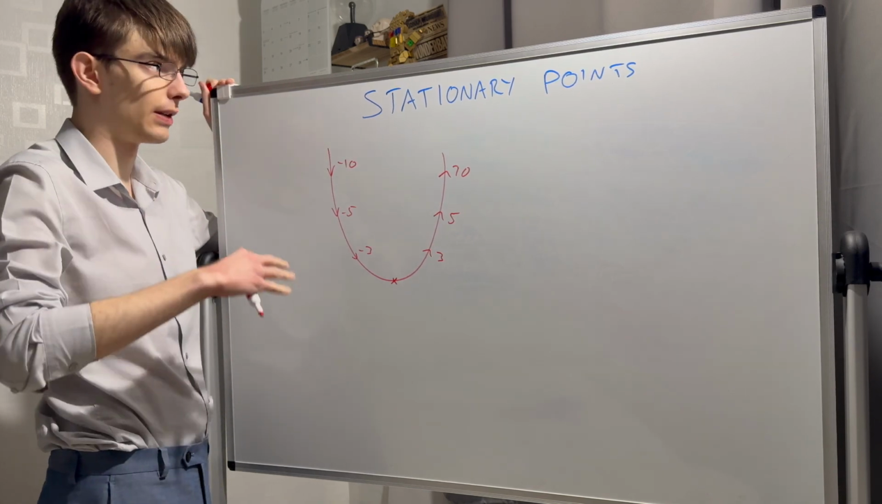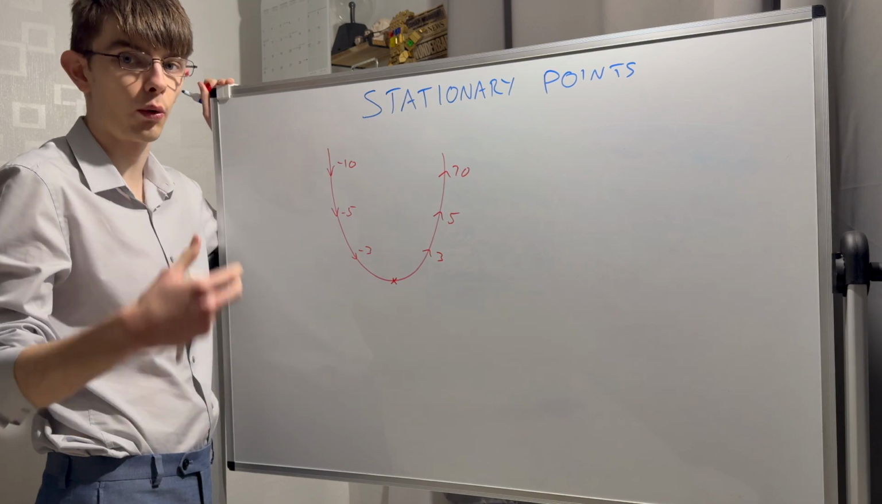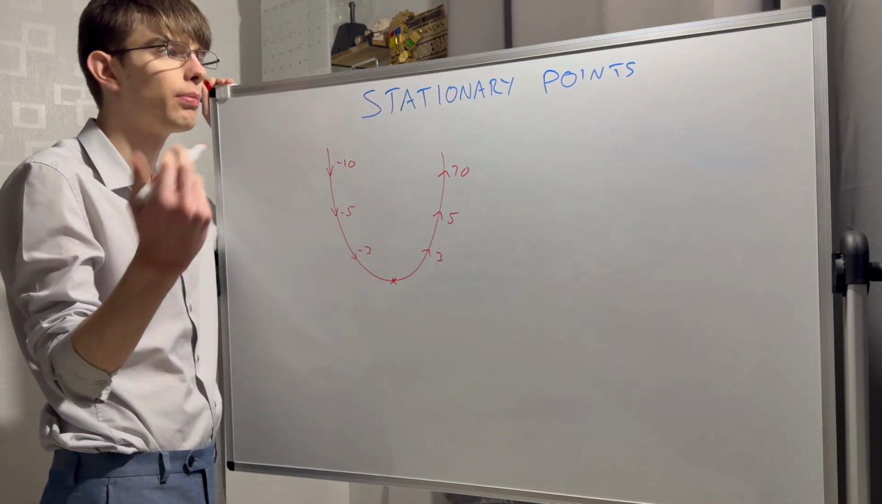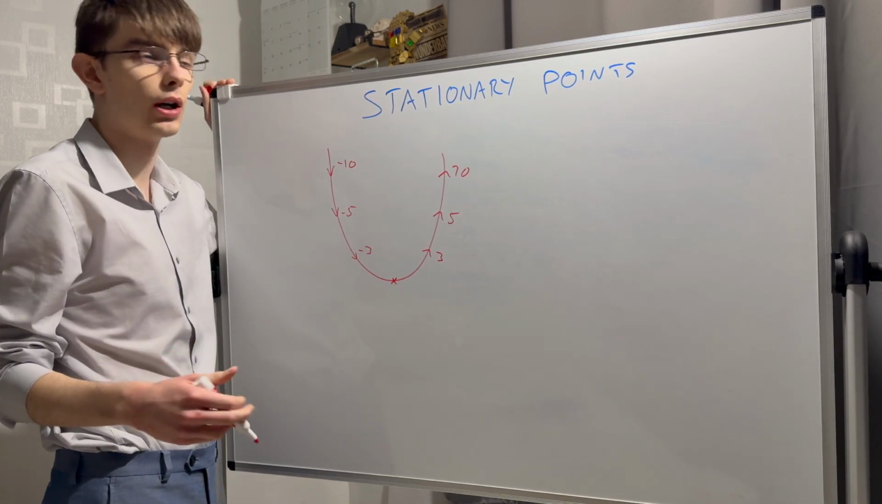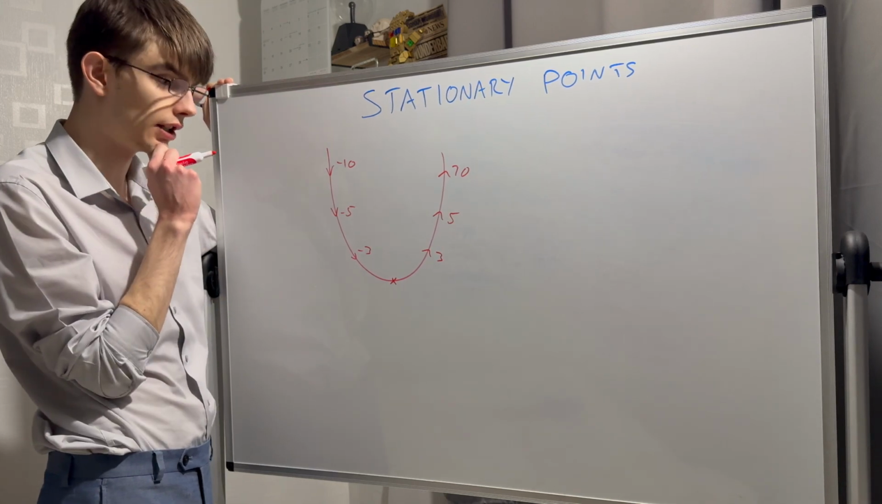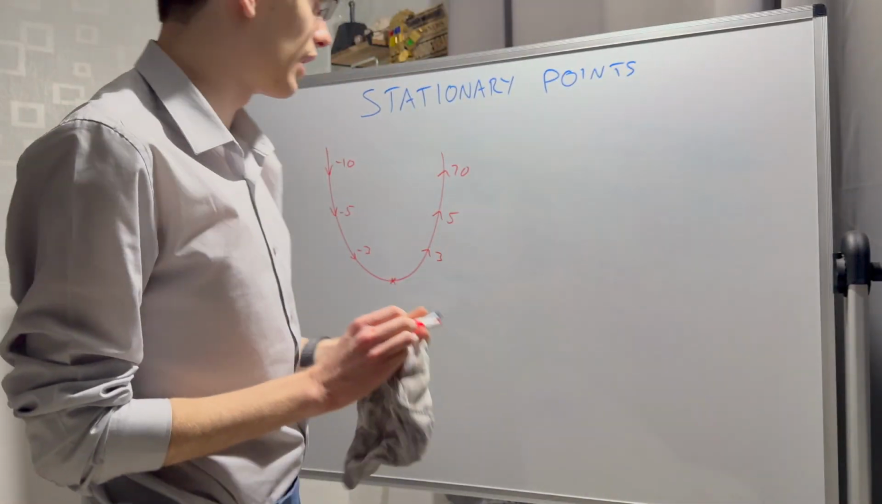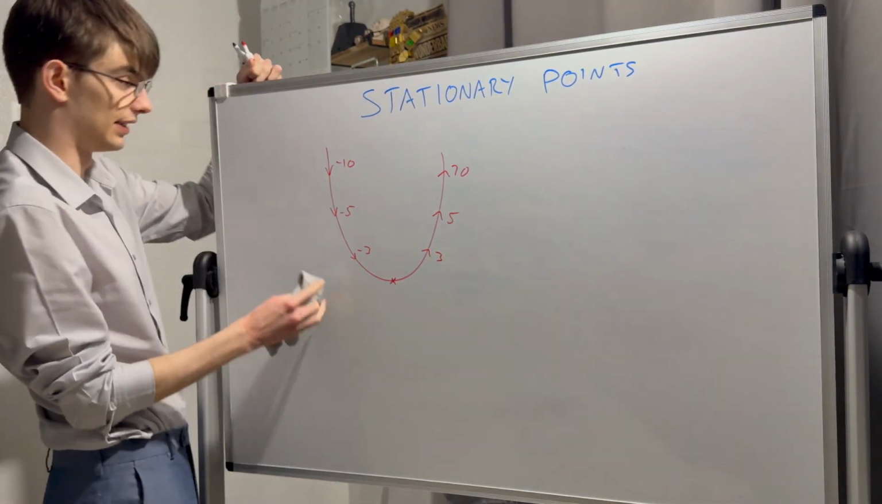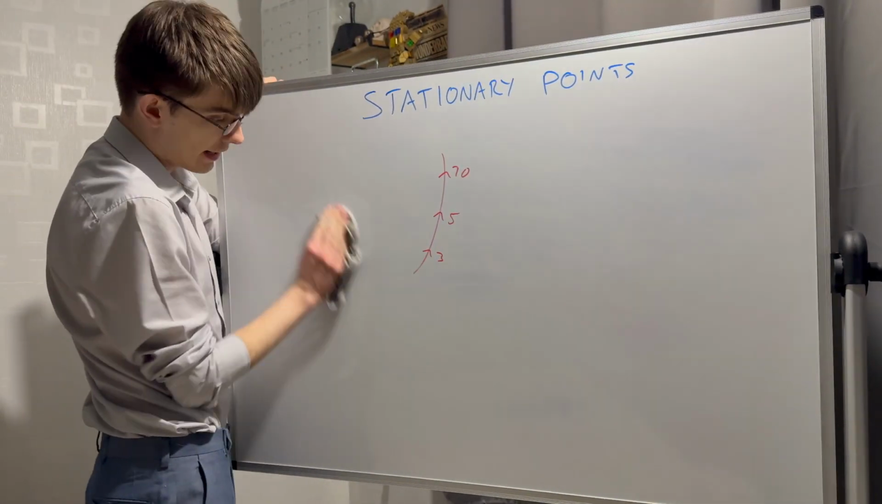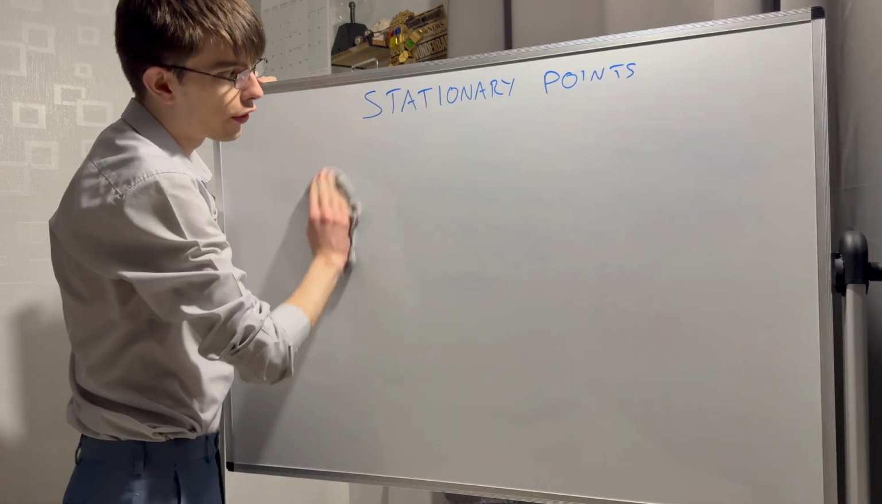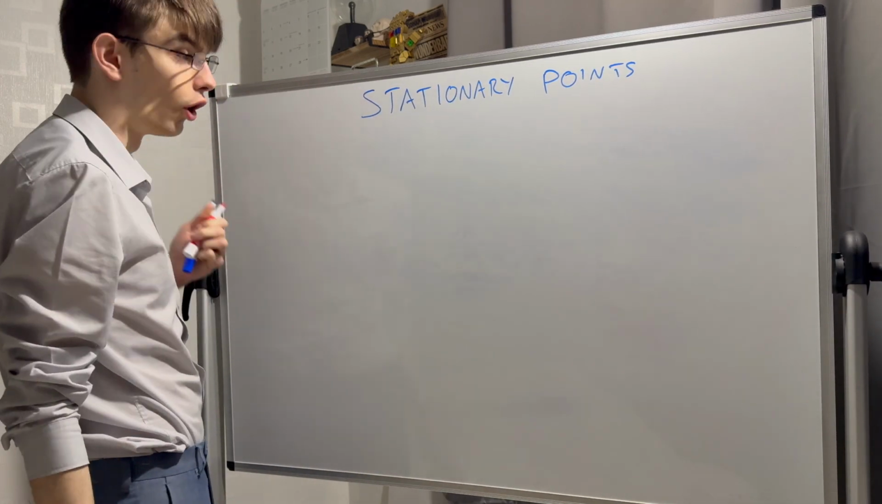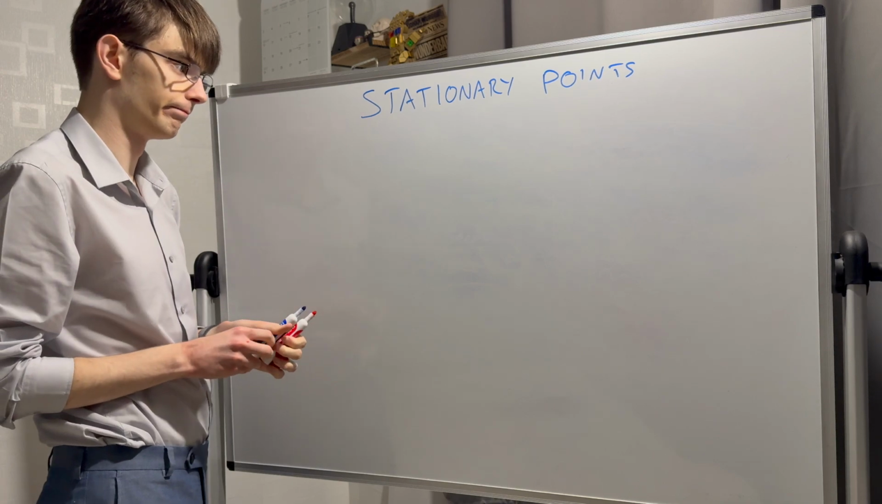So, as I just mentioned, turning point, stationary point, they are the same thing, but there are a couple of other examples of stationary points as well that aren't necessarily turning points. But in essence, it is simply a point on a graph that has a gradient of 0. Now, there are 3 distinct types of stationary points.